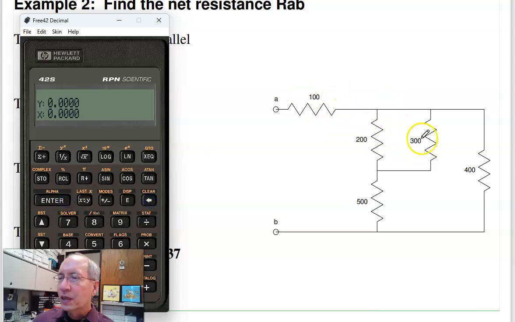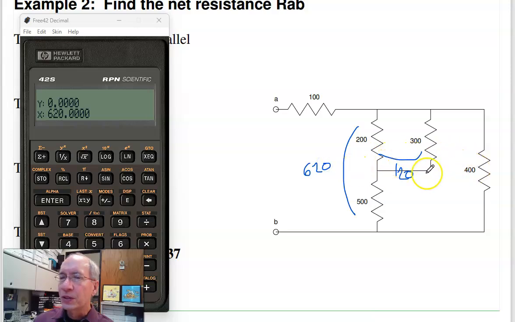So here, these two are in parallel. So let's take 200, inverse, 300, inverse, add the inverses and invert. So all this together is 120 ohms. In series with 500, adds, gives you 620 ohms. So all this together is 620.